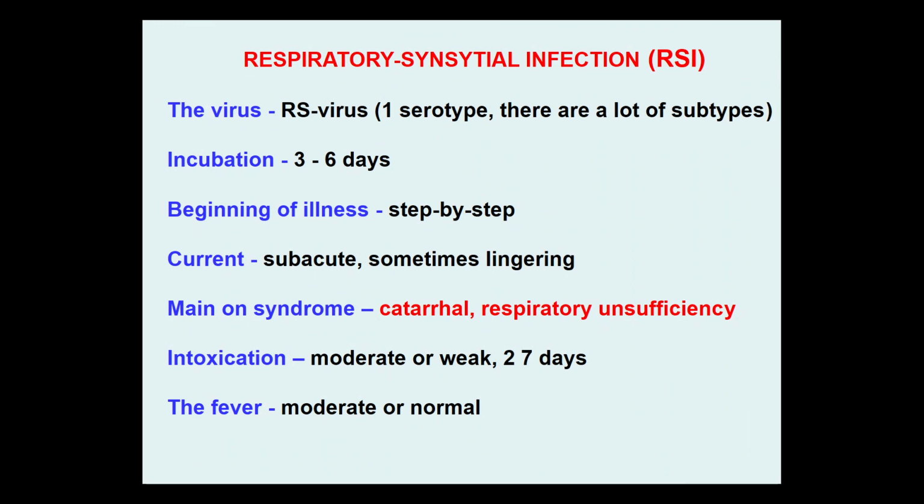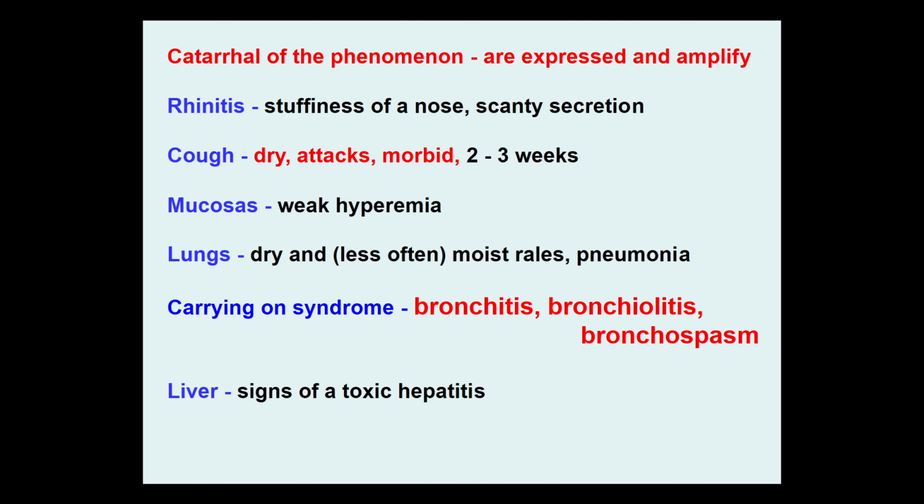Respiratory syncytial infection. One serotype, but there are a lot of subtypes. Incubation 3-6 days, beginning of illness step by step, course subacute, sometimes lingering. Main syndrome catarrhal, respiratory insufficiency, intoxication moderate or weak, 2 to 7 days, fever moderate or normal. Catarrhal phenomena expressed and amplified: rhinitis, stiffness of nose, scanty secretion, cough dry, attacks, morbid, 2 to 3 weeks. Mucosal weak hyperemia, lungs dry and less often moist rales, pneumonia. Rather often bronchiolitis, carrying syndromes: bronchitis, bronchiolitis, bronchospasm. Sometimes maybe signs of toxic hepatitis, but it's rather seldom.